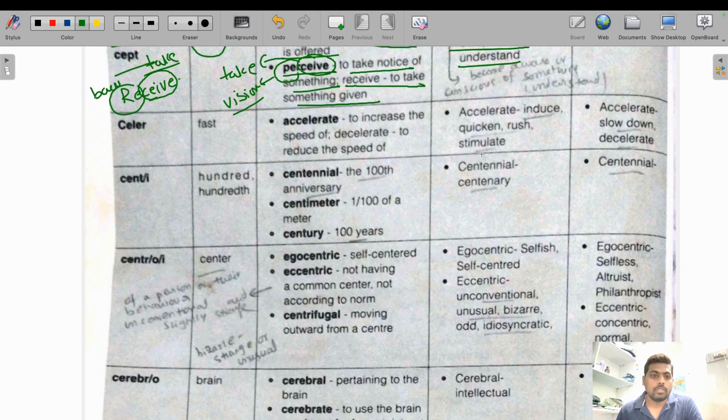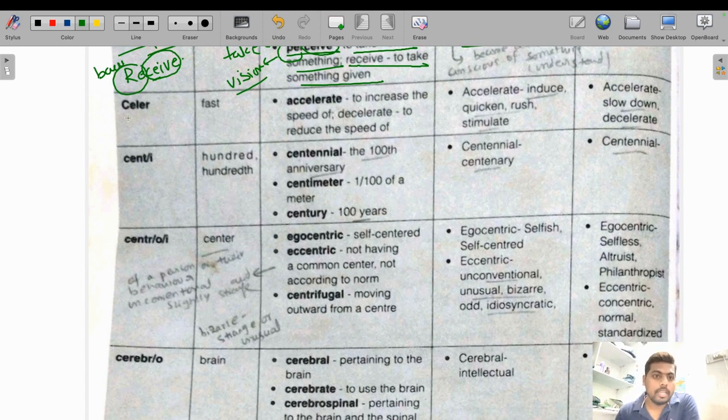Coming to the next one, CELER means fast. If you see some of the words, accelerate means to increase the speed of, as we know. Here we have CELER. That's why accelerate means to increase the speed of. Decelerate means to decrease the speed of.